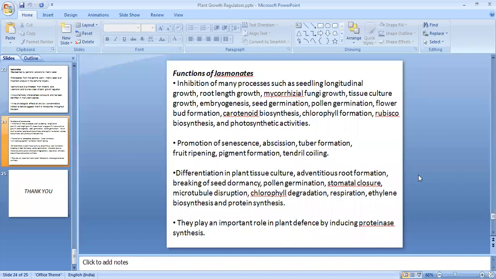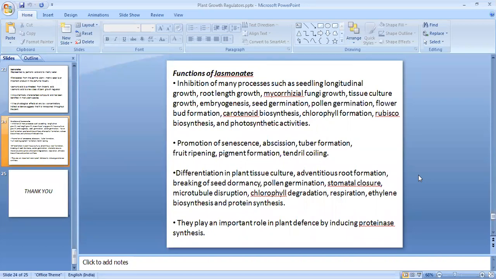And also it promotes abscission. It promotes tuber formation. Maybe that is an advantageous effect. And fruit ripening, pigment formation, and tendril coiling. Again, these are inhibitory effects. And it also has its effect on differentiation in plant tissue culture, and it helps in adventitious root formation, breaking of seed dormancy, pollen germination, stomatal closure, microtubule disruption, and chlorophyll degradation.